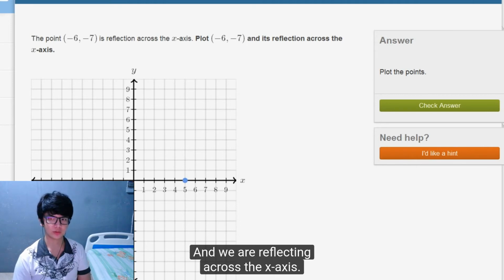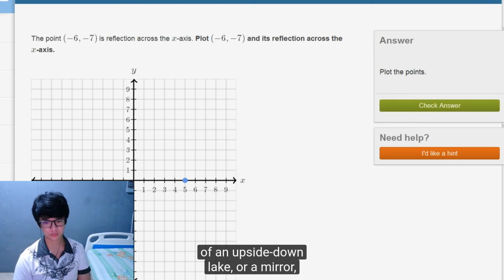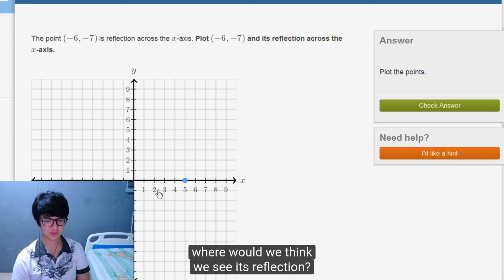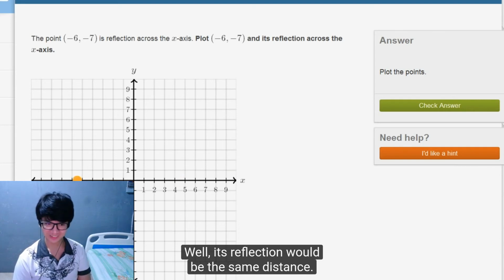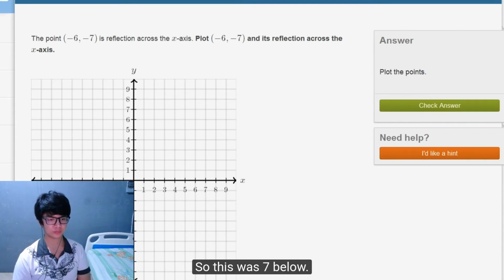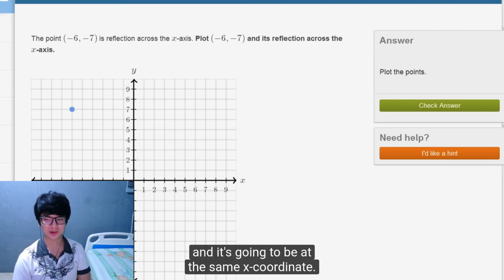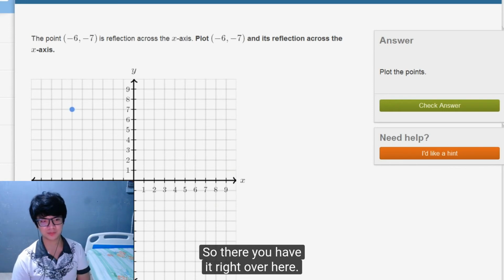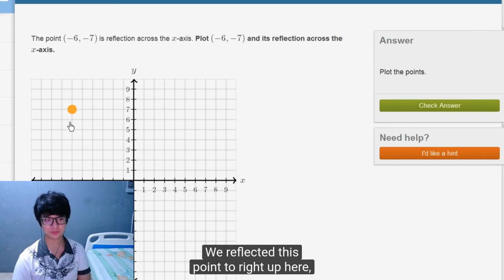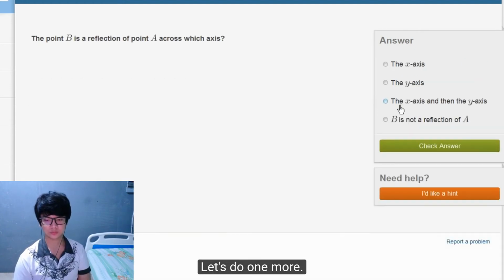And we are reflecting across the x-axis. So once again, if you imagine that this is some type of a lake, or maybe some type of an upside down lake or a mirror, where would we think we see its reflection? Well, its reflection would be the same distance. We're reflecting across the x-axis. So it would be the same distance, but now above the x-axis. So this was 7 below. Now we're going to go 7 above the x-axis, and it's going to be at the same x-coordinate. So there you have it right over here. We reflected this point to right up here because we reflected across the x-axis.